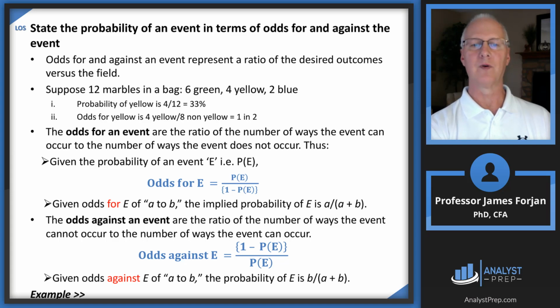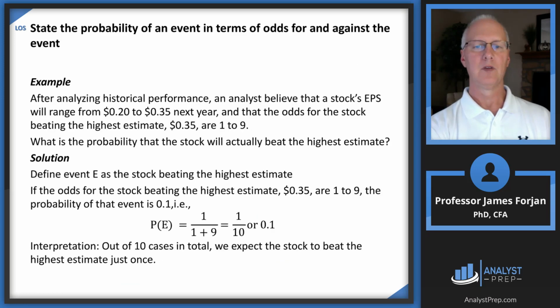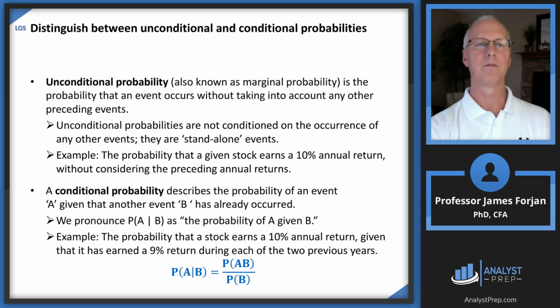Given odds of A to B, let's go ahead and do that. We're going to take the 1 in the numerator, and we're going to divide by 1 plus 9, which is 10, so 10%. So in 1 out of 10 cases, we expect the stock to beat the highest estimate just one time. That's next year. So the question stem gives you that number.